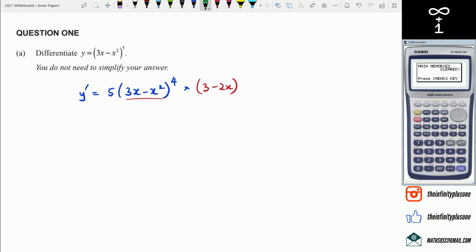Cool. As I was saying, what you got to do is make sure that you don't forget to differentiate the inside of the bracket, which people tend to do a lot of times. Cool, so that's basically it for this question. You don't need to simplify any further, just stop right there, and that's going to get you an achieved.